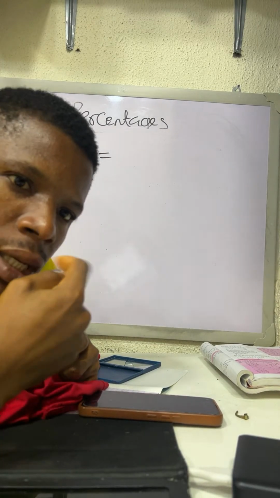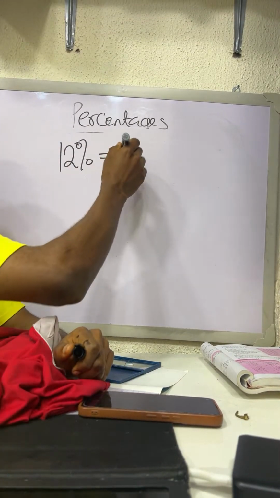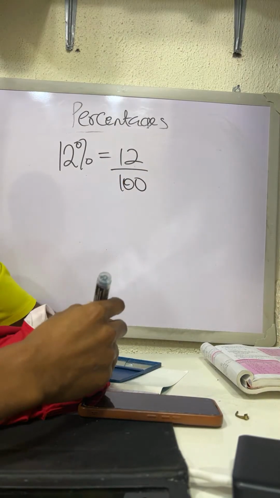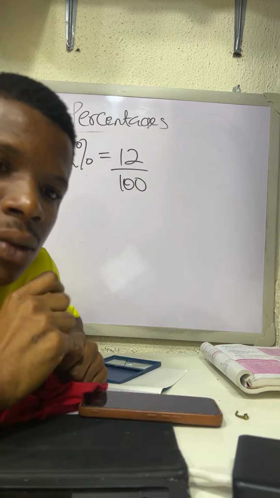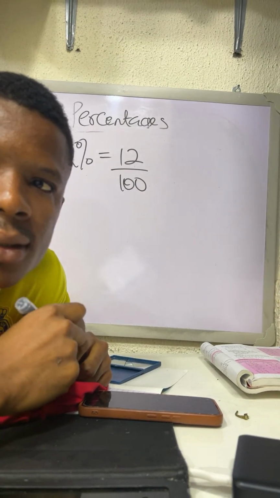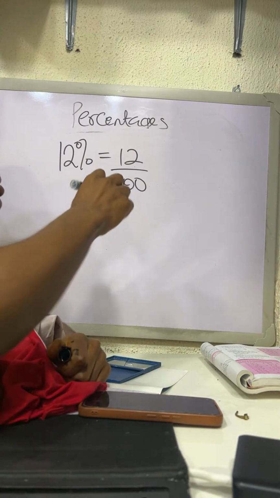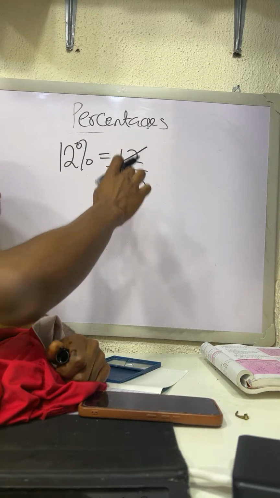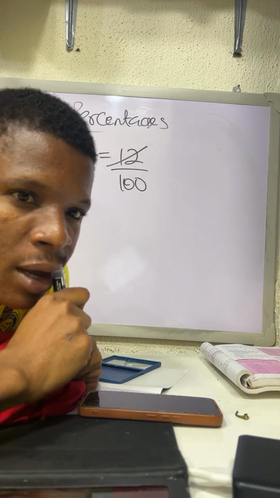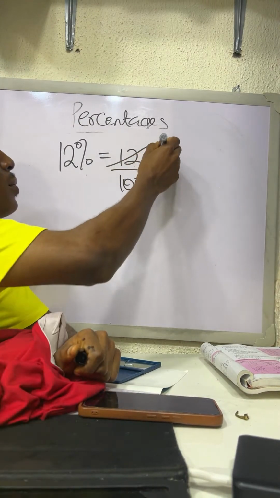What is 12%? 12% is 12 over 100. So write it as a fraction, 12 over 100. What can divide both? You can divide by 4. If you divide 12 by 4, what's the answer? 3. The answer becomes 3.